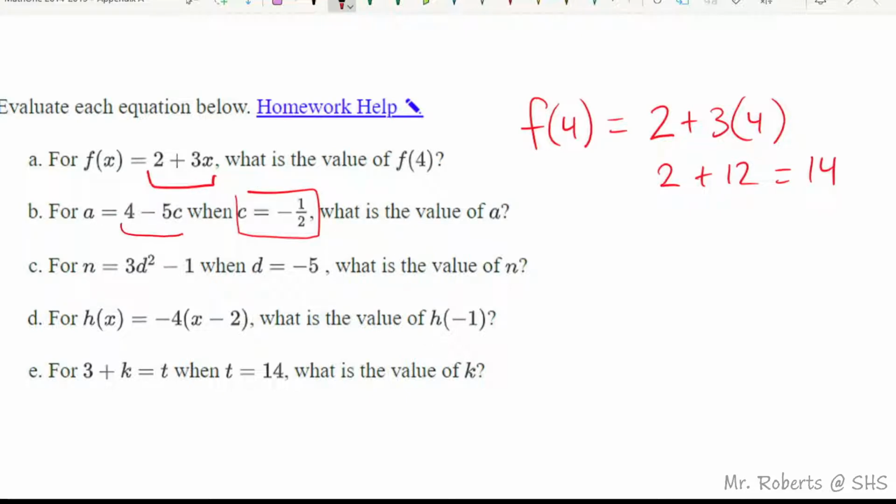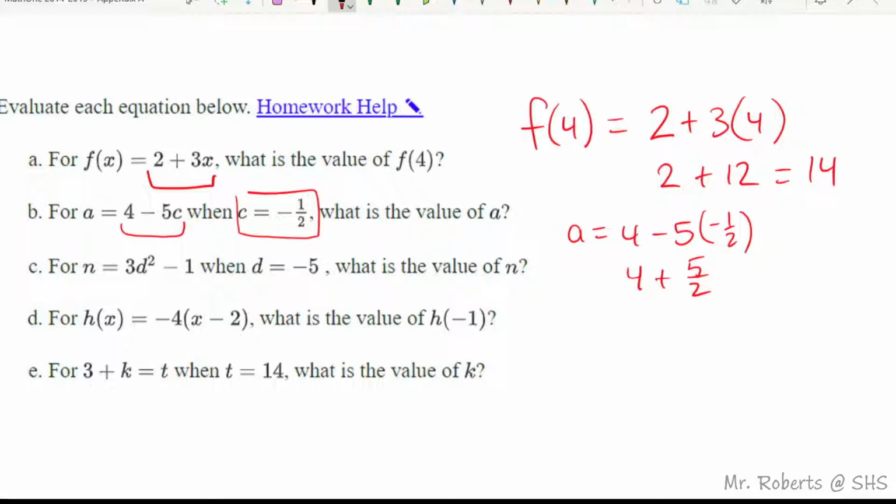So if I look at this, I'm going to have a equal 4 minus 5 times the value of c, and c is negative 1/2, which means I'm looking at 4 plus 5/2, right? And I didn't do any arithmetic. I just said negative 5 times negative 1/2 is 5/2. And I'm adding these things together, right?